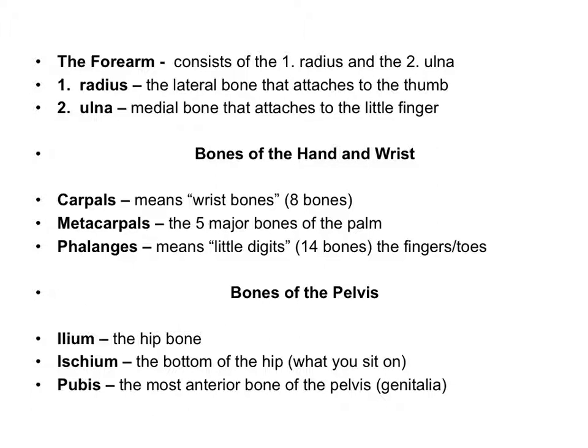Next are the bones of the pelvis. It includes the ilium, which is the hip bone, the ischium, which is the bottom of the hip, or what we sit on, and the pubis, the most anterior bone of the pelvis.